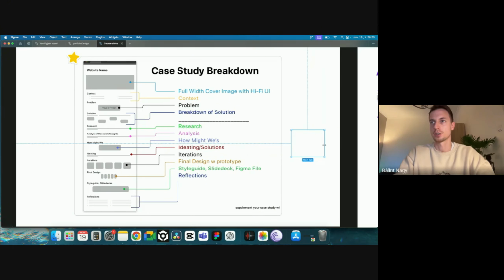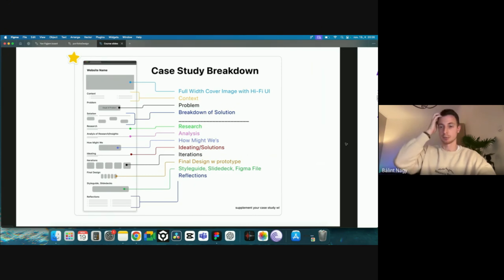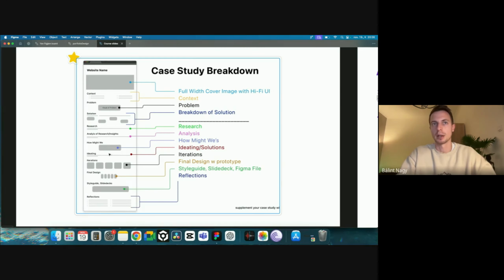Okay, that's a good question. Let me rephrase it: how do you decide what information to include in your case study and what not, what is important and what is not? In general, especially if you do a lot of research, you can write a lot about your research in your case study, and maybe an equal amount or even a little less about your actual design. It depends on the situation, right?